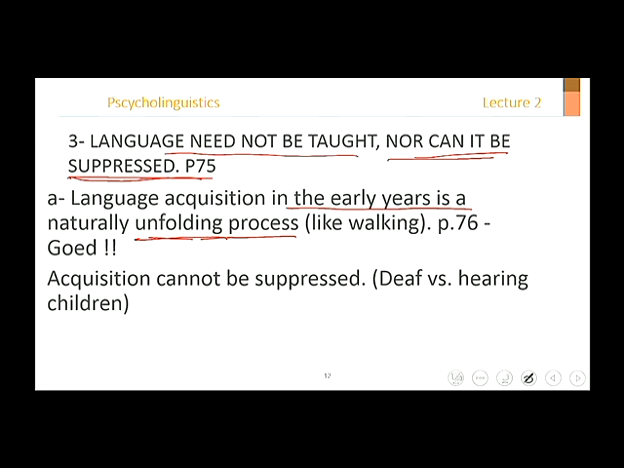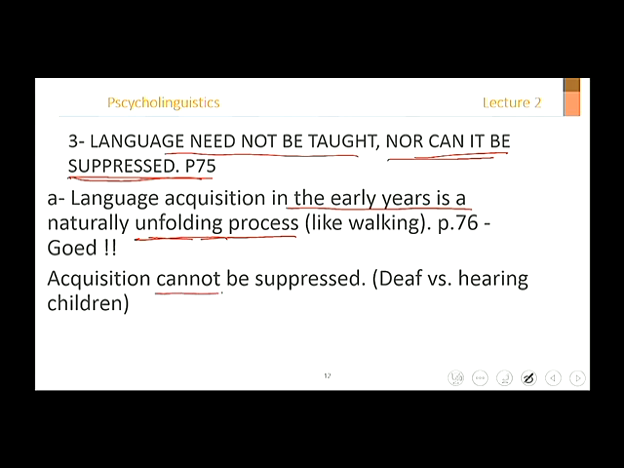Walking, it does not make a difference if you teach a child to walk, for example, when the child is 4 months, it does not make a difference. The child will still walk at that particular time, maybe around 12 months, maybe more or less, I would say 12 months. It's just like that. Language is just like that. There's a particular time when the child is ready to use or acquire language.